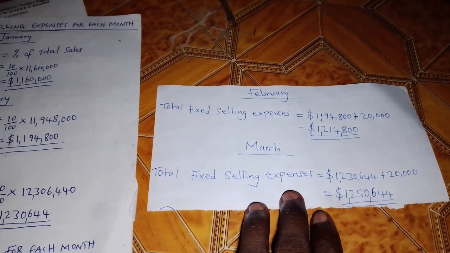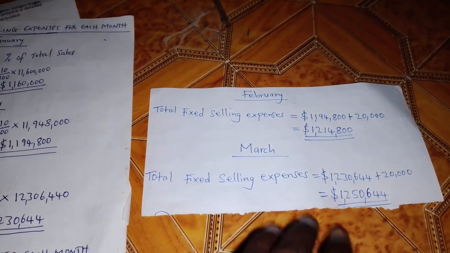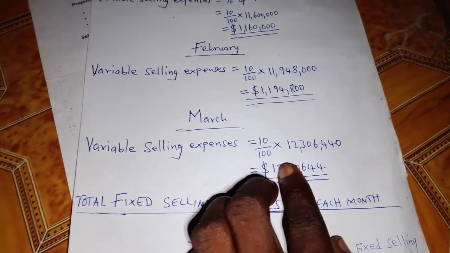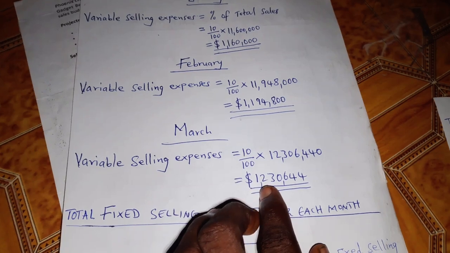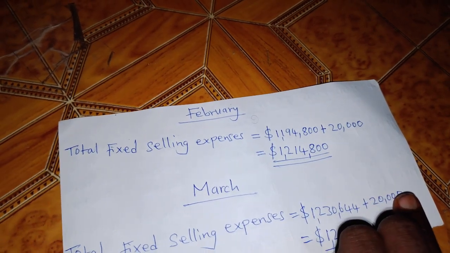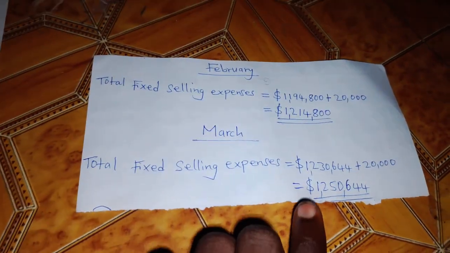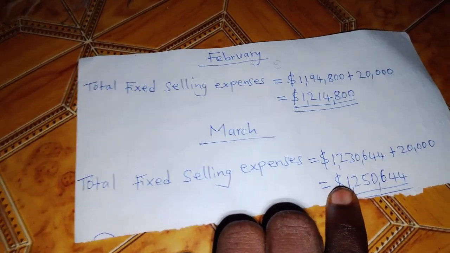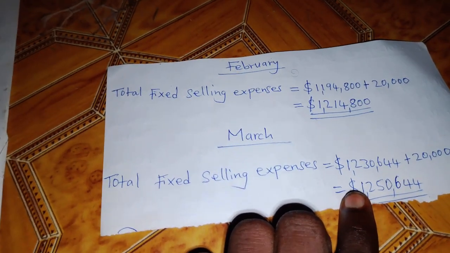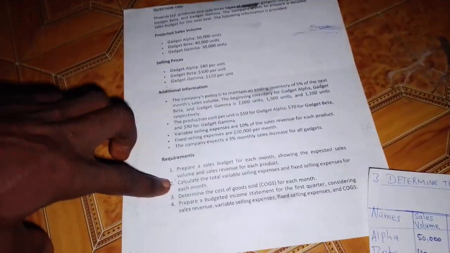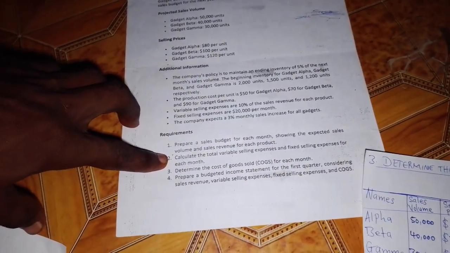When we look at March, what is the total variable selling expenses for March? When we calculate, this is the total variable selling expenses for March, what we are seeing here, plus the $20,000. So it gives us this amount for March as the total selling expenses. Now, we are done with requirement 2. Let's look at requirement 3.